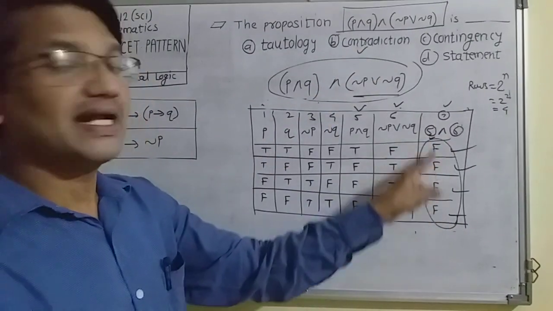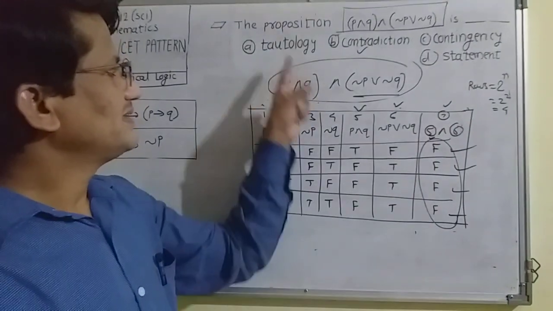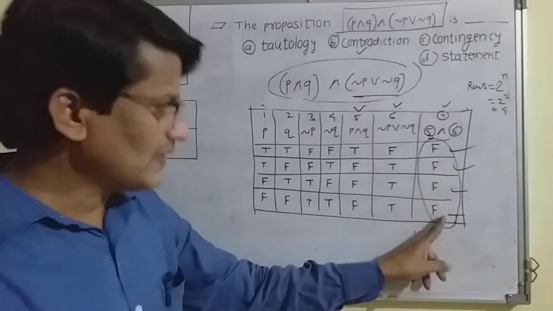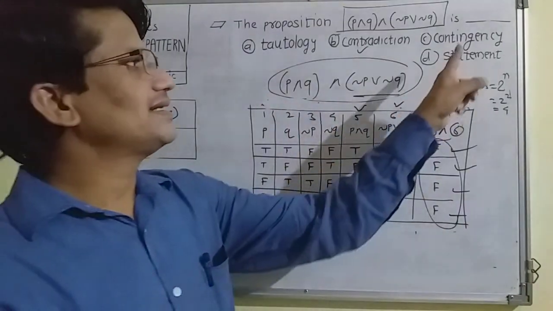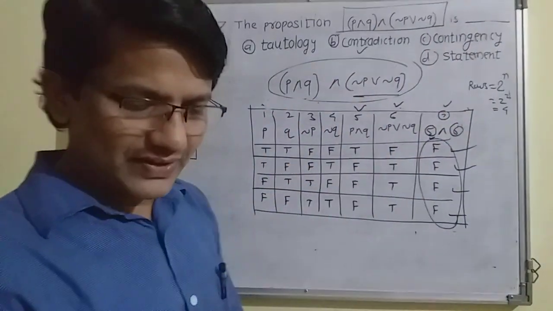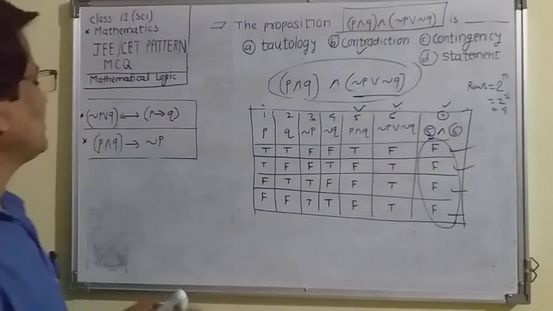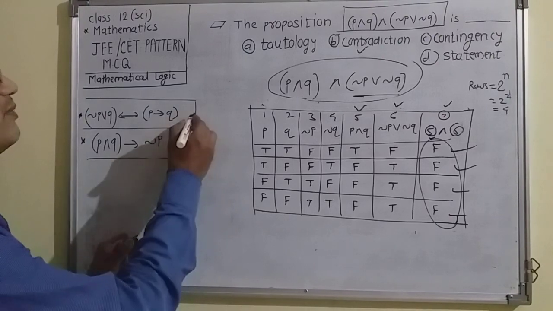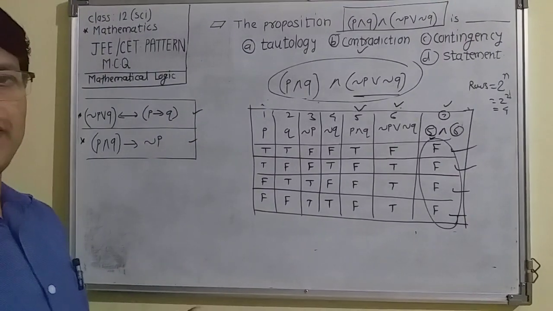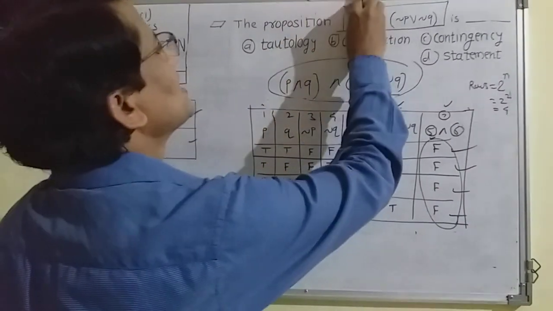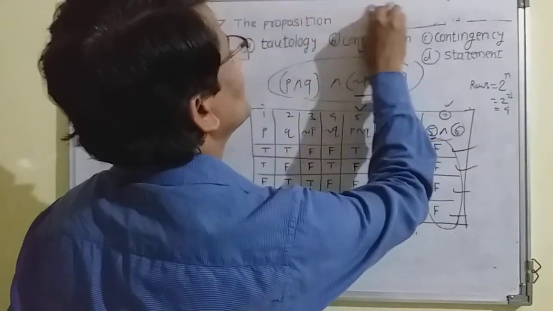If all the entries are T, then it is a tautology. If there is neither tautology nor contradiction, then obviously it is a contingency. Okay, same type of example is given here. I have written 2 more examples which are similar to 7. I am changing this part only.